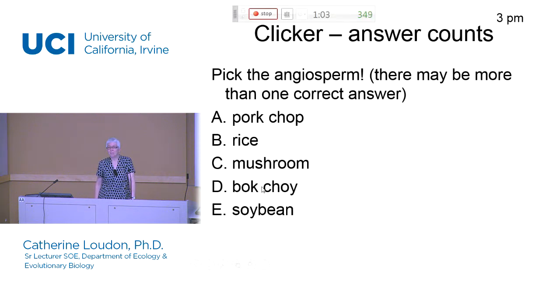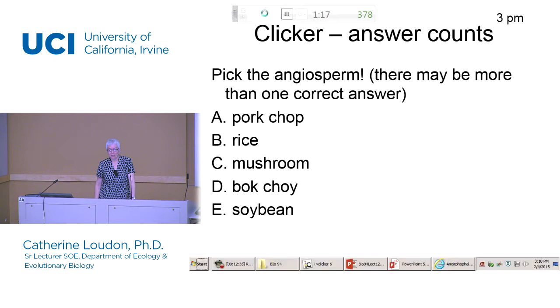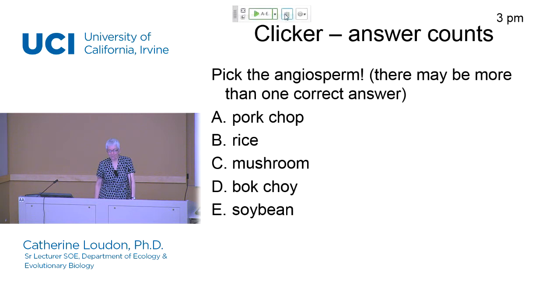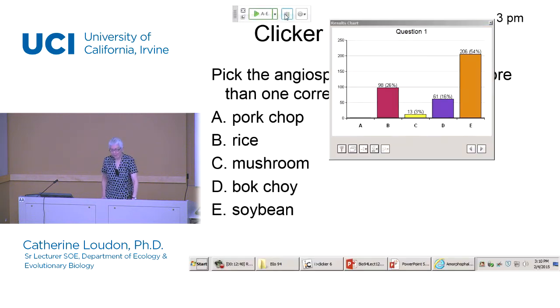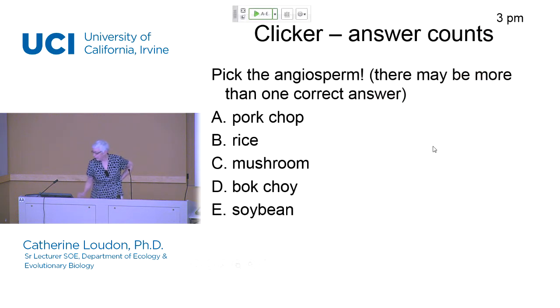Okay, has everybody clicked in? Picked out an angiosperm? Alrighty, let's see how you guys did here. All right. Well, none of you picked the pork chop. That's good. Sadly, some of you picked the mushroom. That is also an incorrect answer. 13 of you picked the mushroom.